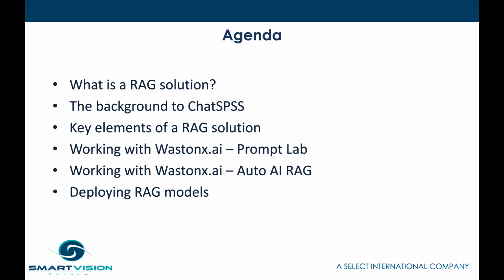And then secondly, running what are called AutoAI experiments, where you can actually get it to try out many different settings, many different model types and many different parameters, and then choose the best one based upon a pre-specified criterion that you have. That's called AutoAI RAG.